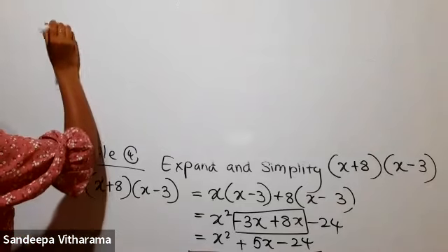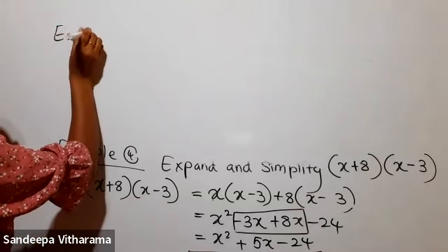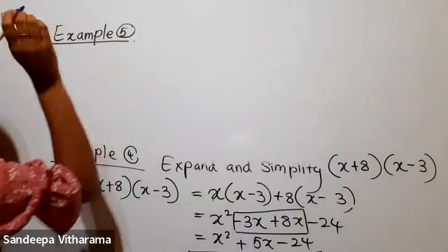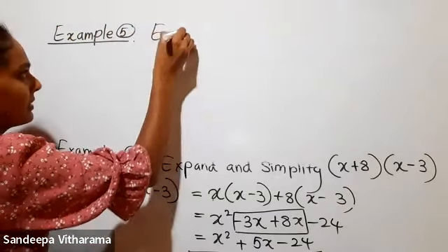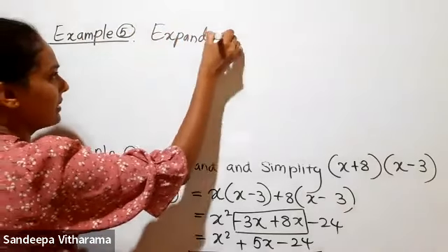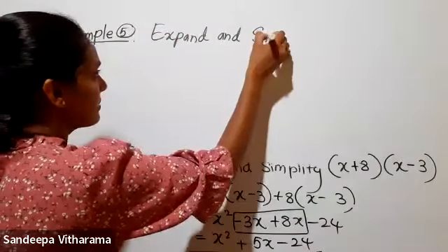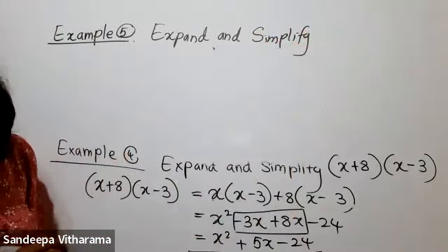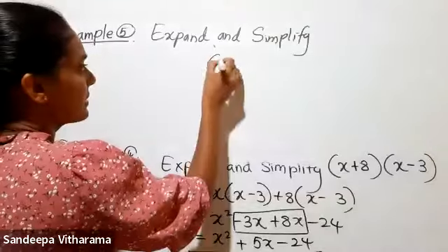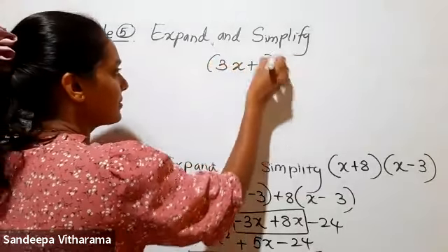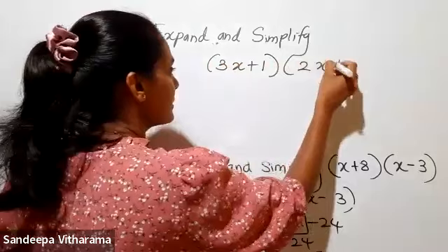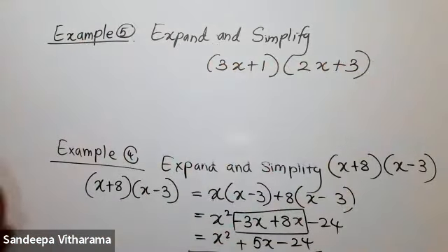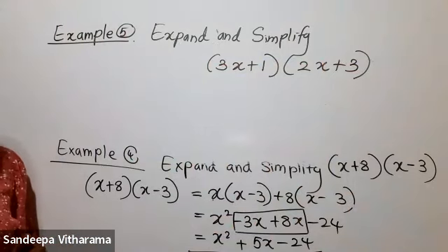Write down this as example 5. Example 5. Let's see. Expand and simplify. That is (3x + 1)(2x + 3). Question kind of this one. Right.